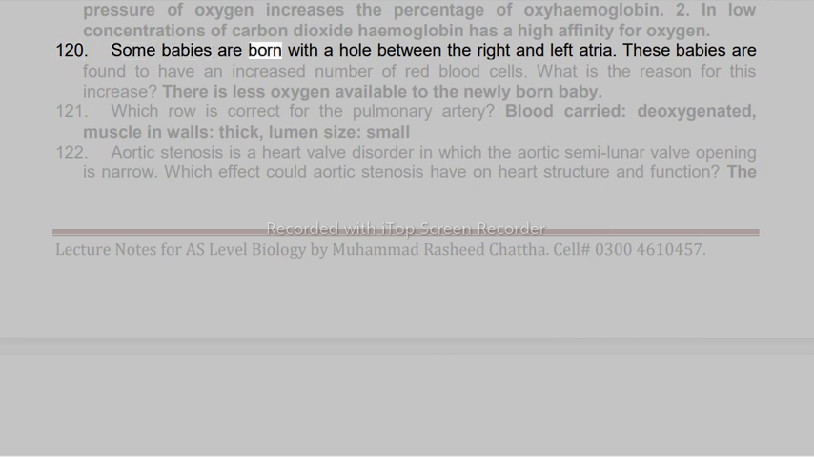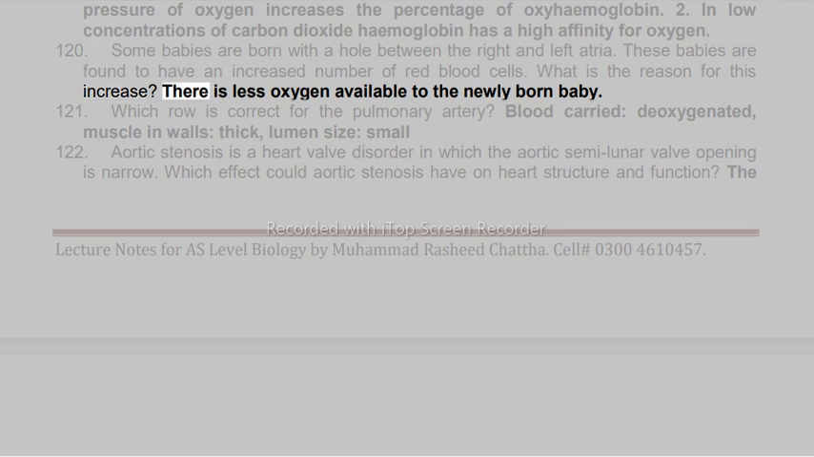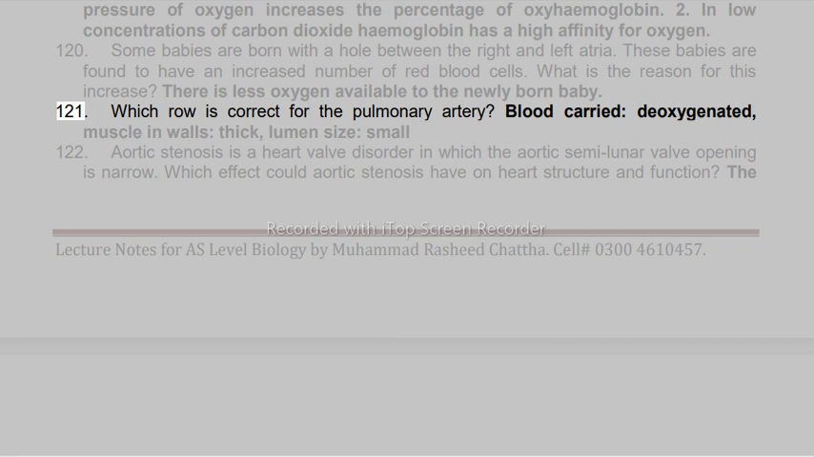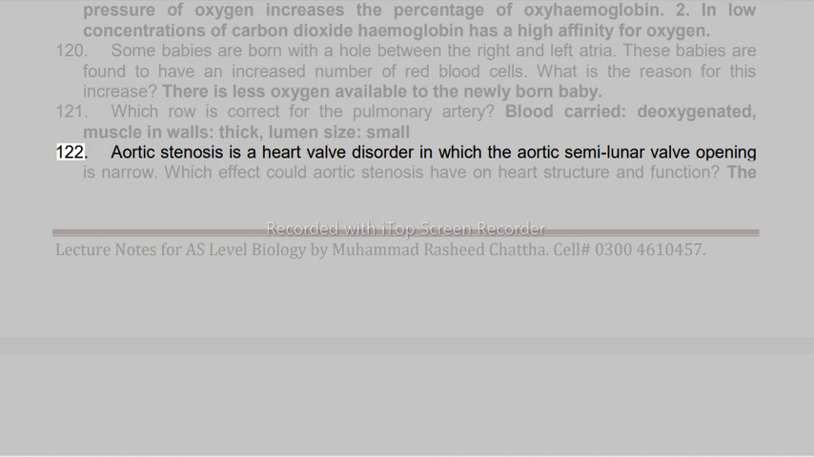120. Some babies are born with a hole between the right and left atria. These babies are found to have an increased number of red blood cells. What is the reason for this increase? There is less oxygen available to the newly born baby. 121. Which row is correct for the pulmonary artery? Blood carried: deoxygenated; muscle in walls: thick; lumen size: small.